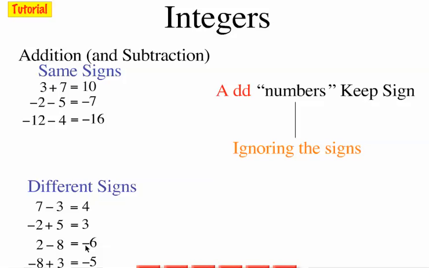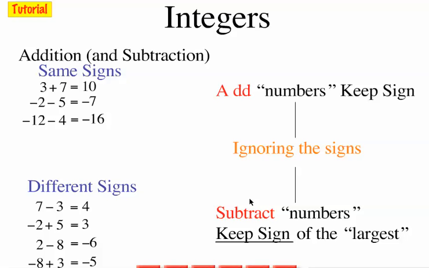Okay? So that's all you have to do. Just figure out which one is bigger, 2 or 8. And 8's bigger, 8's negative. And this is what we do when the signs are different. So when the signs are different, we subtract the numbers, ignoring the signs, subtract the numbers, keep the sign of the largest. And that's it. Have a good day.